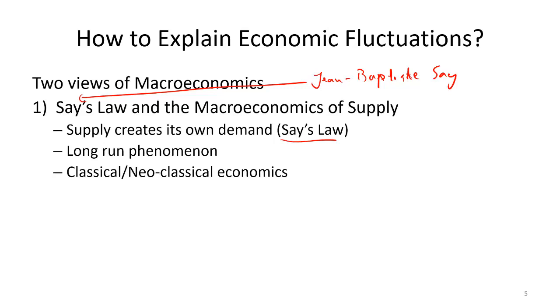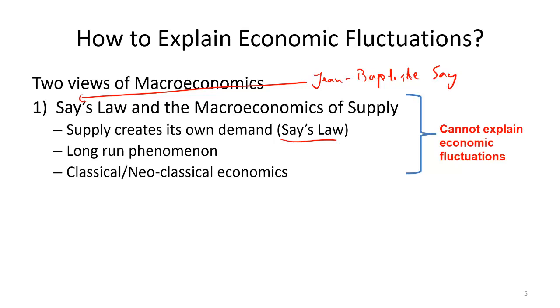And this is the view which is propagated by something called classicals or neoclassicals. Now, who are classicals? These are the economists in the mid 19th century who believed in the forces of the market, and they believed that the market can correct a lot of ups and downs in the society. However, Say's law cannot explain economic fluctuations, because you cannot have an economic fluctuation under Say's law, because supply creates its own demand.